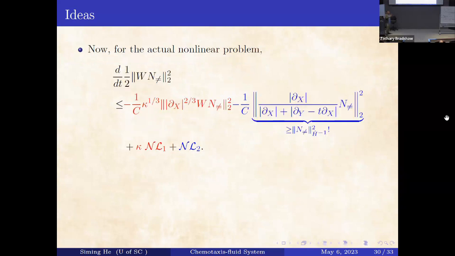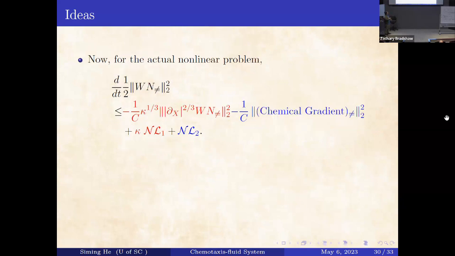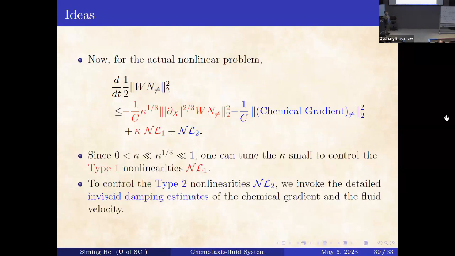In this model, the mixing norm actually has a very concrete physical interpretation. It is just like the chemical gradient here, because the Laplacian of c equals n, so the chemical gradient is exactly the H-1 norm. So mixing and enhanced dissipation come together and help you to control all the nonlinearities here. And once you control all of them, you are done. Okay, so that's how you prove this kind of result.